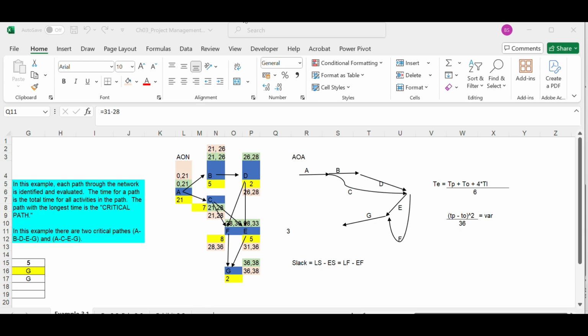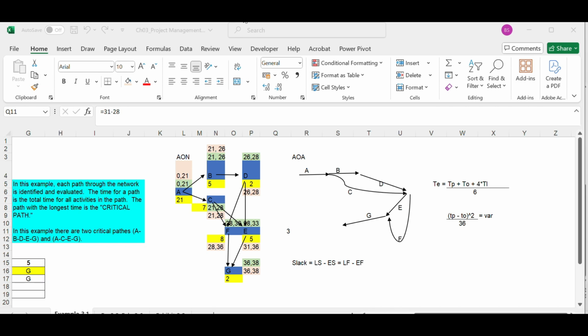PERT and CPM are both project management tools used for scheduling and controlling tasks. We already discussed both critical path method, that is CPM, and PERT, that is program evaluation and review technique. PERT is the one where we dealt with three-time estimation and probabilistic estimation, etc. We will see one more problem regarding that.